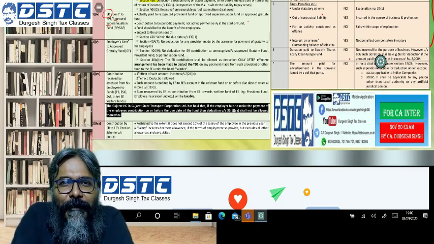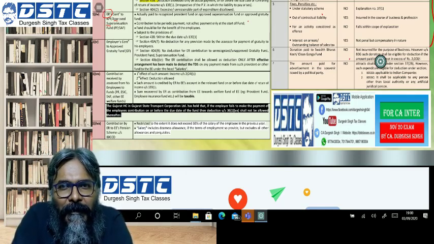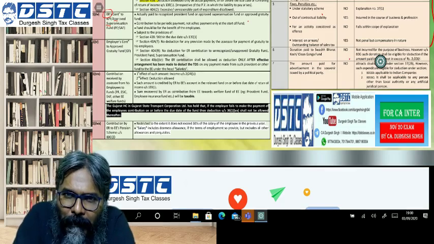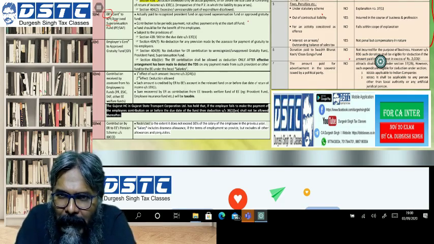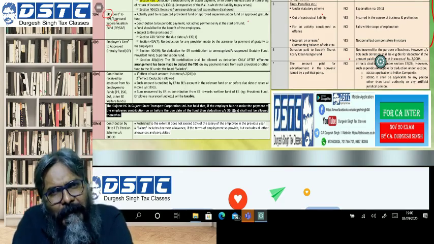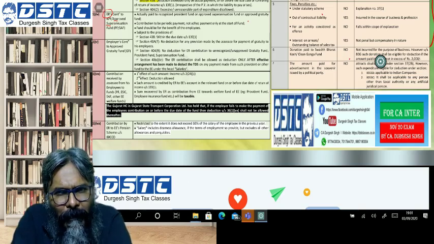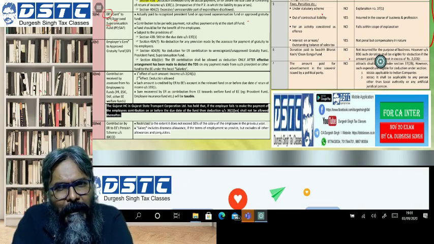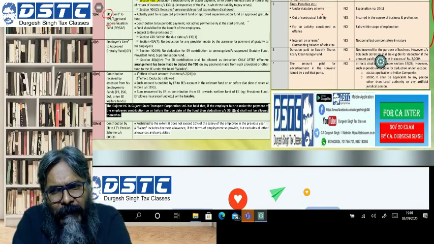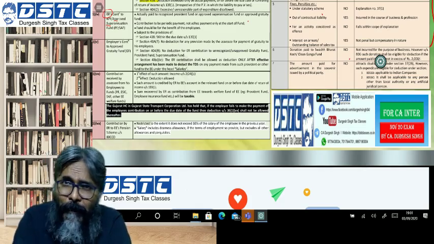So, students, just the last point, pay attention. If I make the payment of the employee contribution after the due date of the fund, will I still be eligible to claim a deduction in respect of the employee contribution? And the answer is no.